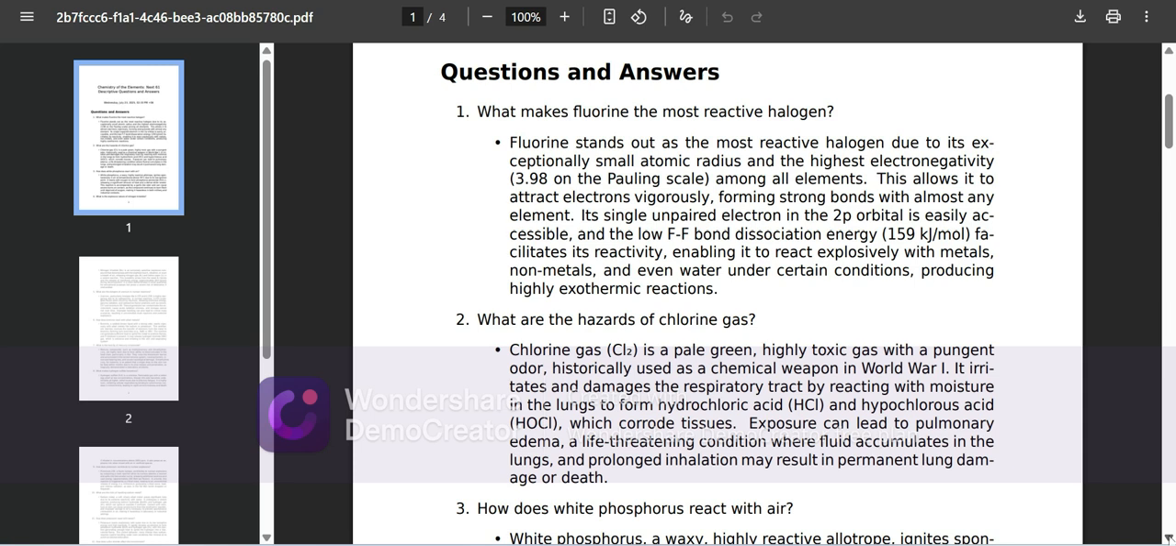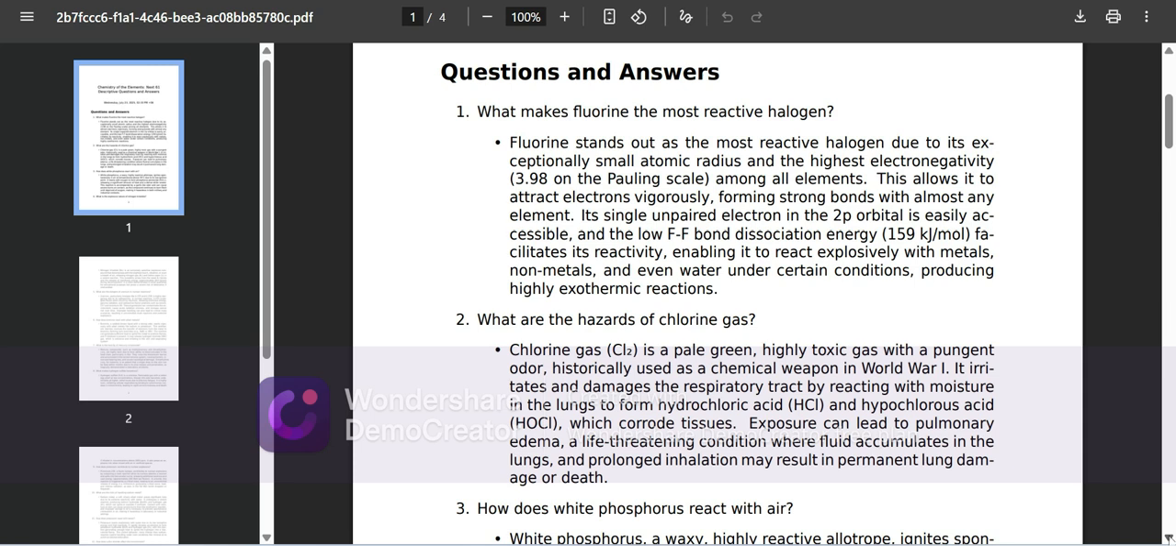What makes fluorine the most reactive halogen? Fluorine stands out as the most reactive halogen due to its exceptionally small atomic radius and the highest electronegativity, 3.98 on the Pauling scale among all elements. This allows it to attract electrons vigorously, forming strong bonds with almost any element.